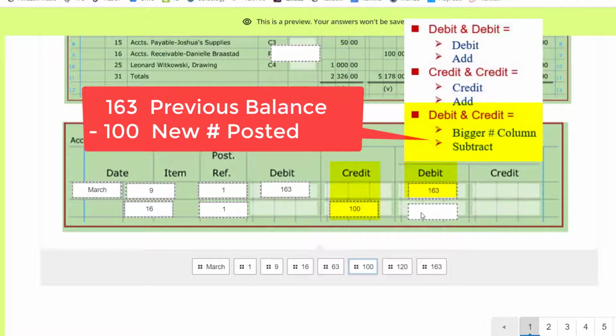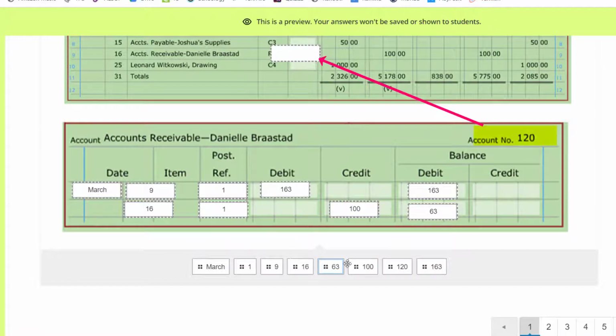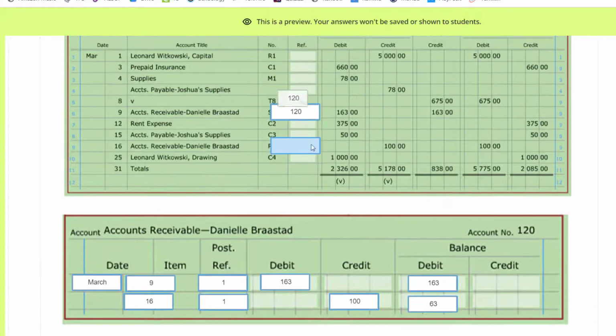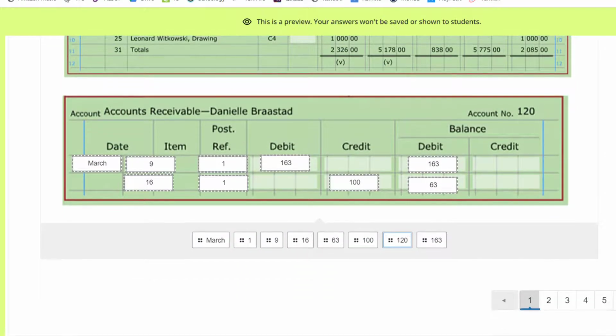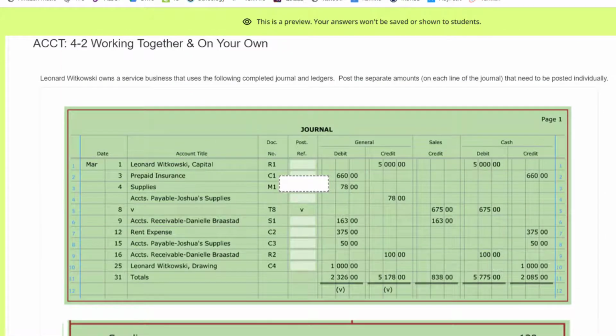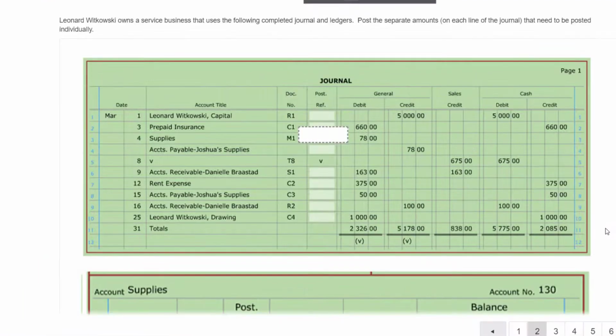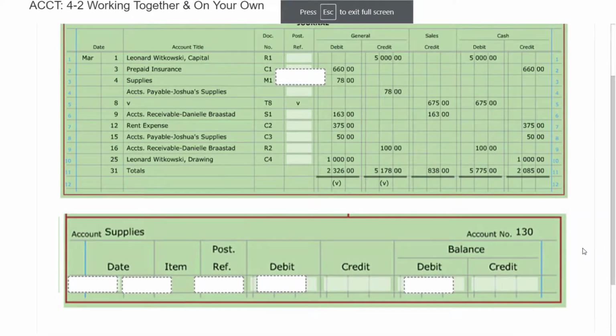And when they're opposite, I'm going to subtract. So 163 minus 100 is 63. And then the final thing I need to do is say that this 120 is where I posted that number to. So I'm going to move on, and my next one that I'm going to do is supplies.